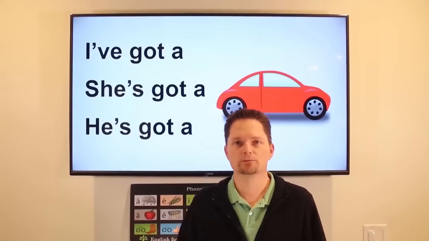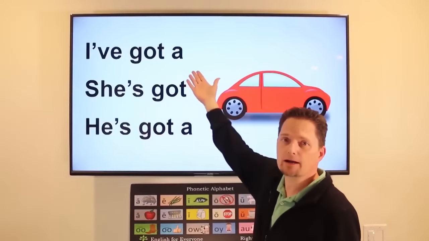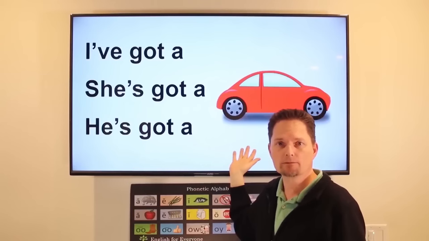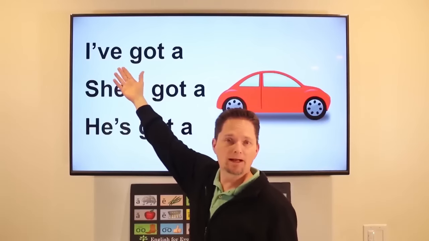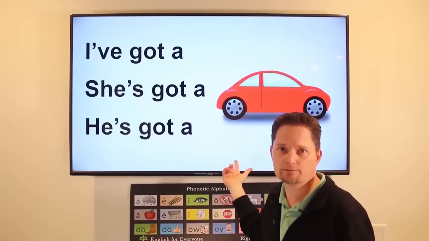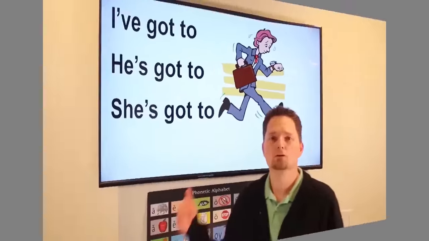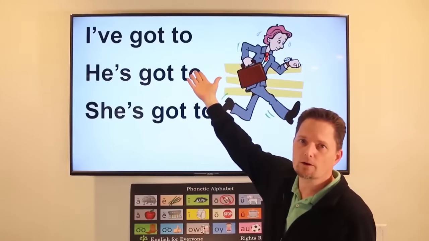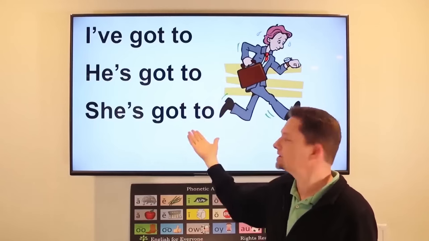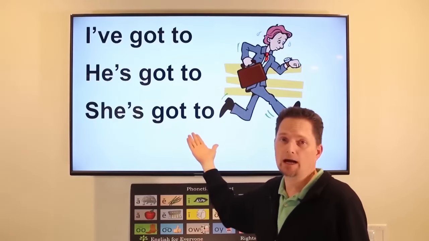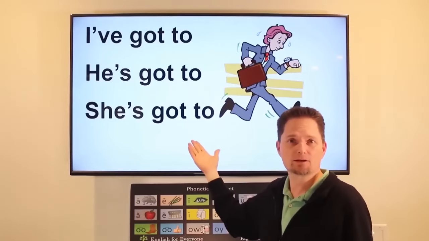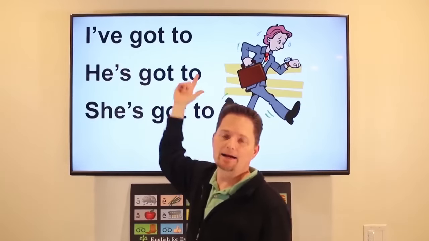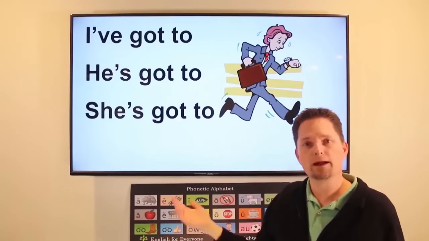Very good. So let's review. This is correct English. I've got a car. She's got a car. He's got a car. But remember, sometimes people don't pronounce it and they say, I got a car. Not correct, but everybody says it. So remember, to express obligation, I have to go to work or I've got to go to work. He's got to go to work and she's got to go to work. Pronunciation, sometimes you hear gotta, she's gotta go to work. It's all correct. And remember, sometimes people don't pronounce it, they say I gotta go to work. It's not correct, but everybody says it.